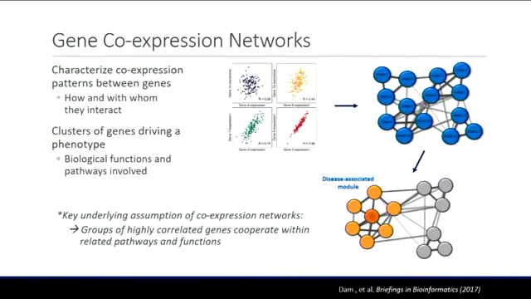We can also identify clusters or neighborhoods of genes that are driving a particular phenotype, and by doing that, we can look at the biological functions and the pathways that those genes may be involved in. It's important to point out that in order to do this, we're using co-expression networks under a key assumption: that groups of highly correlated genes cooperate within related pathways and functions.